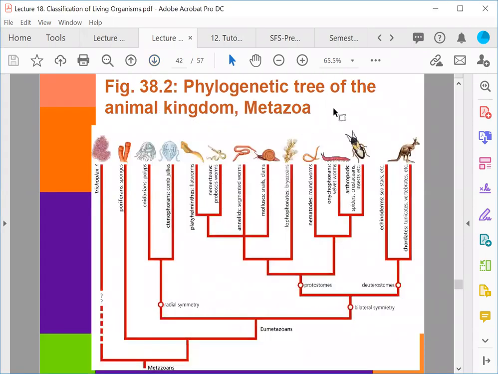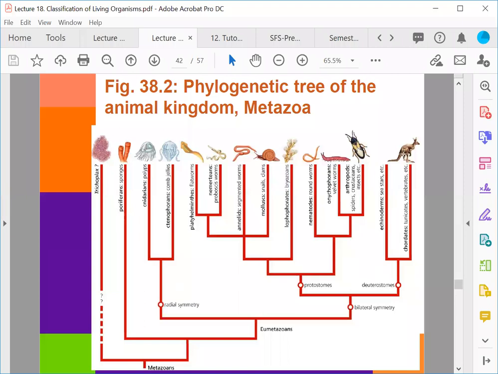All right, so here we have one of those phylogenetic trees of the animal kingdom. And you can see firstly radial symmetry. These animals here display radial symmetry. All the others display bilateral symmetry. And within this group here, they're further divided into the protostomes.